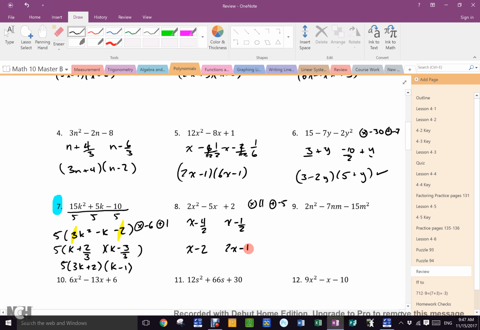Everyone agrees? Okay. X times x, 2x squared. They work. 2 times 1, positive 2. But I need that to be y squared. Well, you know that to get the x squared, I need x and x. So what do I need to get a y squared? Y and y.